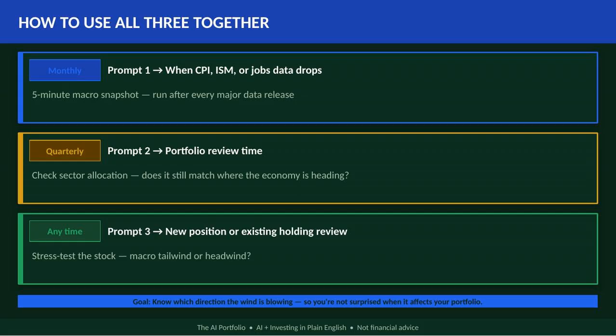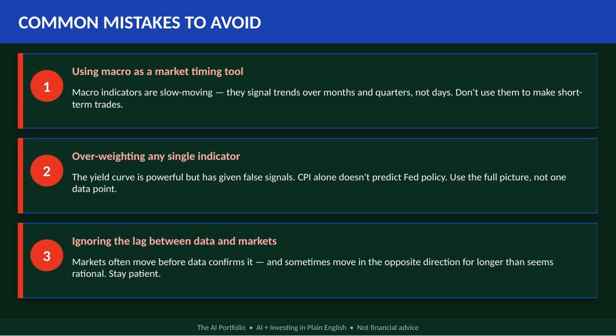The goal is not to predict the economy. Nobody can do that consistently. The goal is to know which direction the wind is blowing, so you're not surprised when it affects your portfolio.